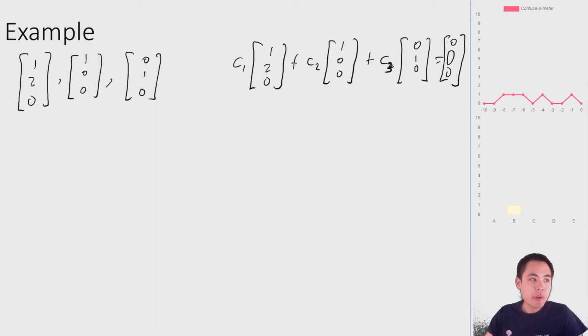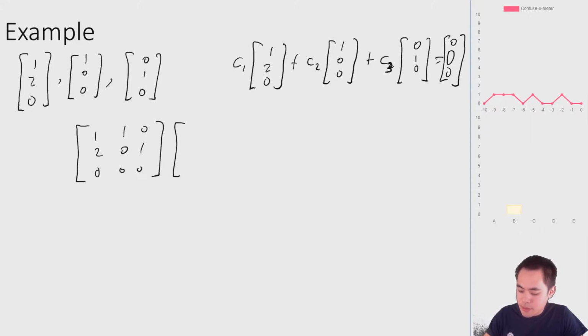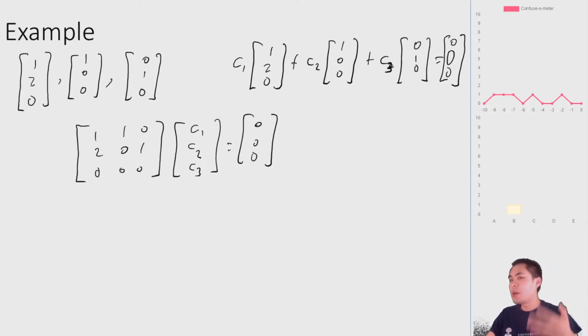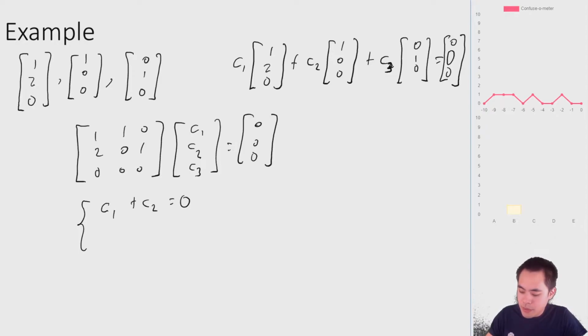Okay, let's rewrite this. One way of rewriting this is in matrix format. That would be the matrix with rows [1, 1, 0], [2, 0, 1], [0, 0, 0], times (c1, c2, c3), equal to (0, 0, 0). You could solve that using the augmented matrix. But of course, you can also solve these things without using an augmented matrix by just looking at the system of equations, which here are c1 plus c2 is equal to 0, and 2c1 plus c3 is equal to 0.